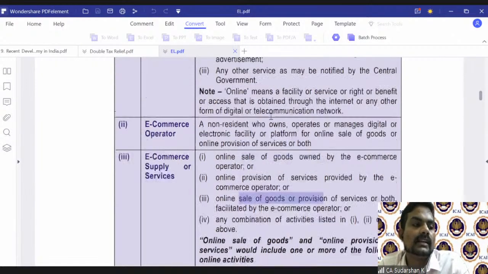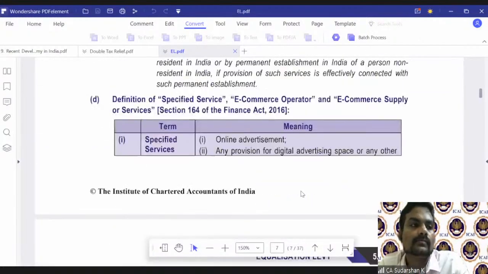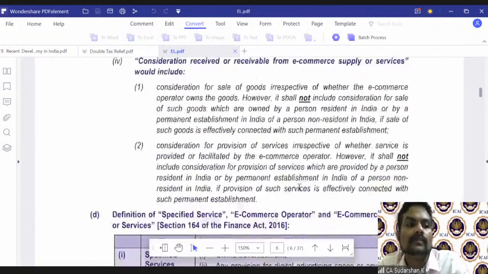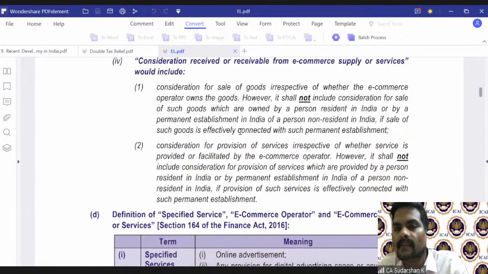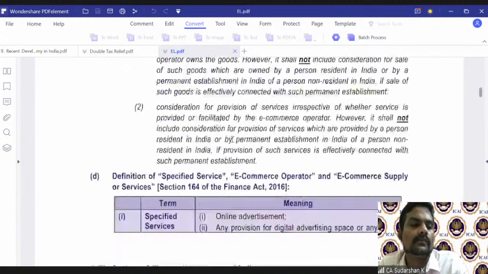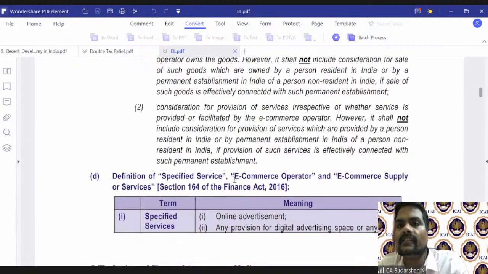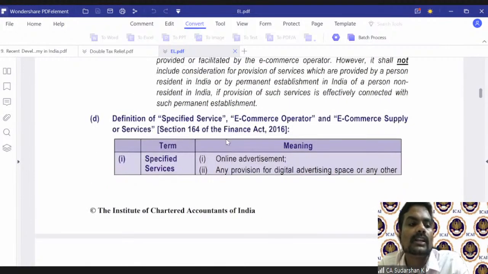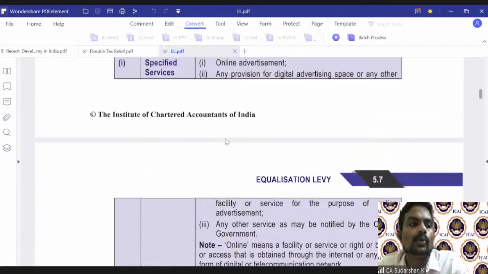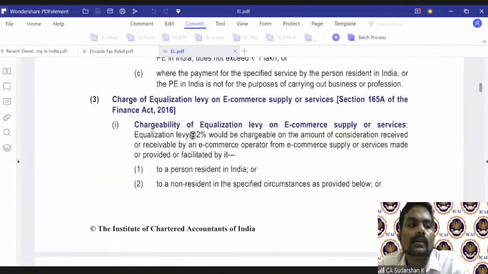If this is done, that is, I become an e-commerce operator and I provide e-commerce supply services, and I get consideration from certain specified persons. Obviously, who are those persons? One, a person resident in India goes without saying. So if I'm doing these services which are being obtained by a person resident in India, then Equalization Levy 2.0 will apply, which means on the consideration, I have to pay 2%.